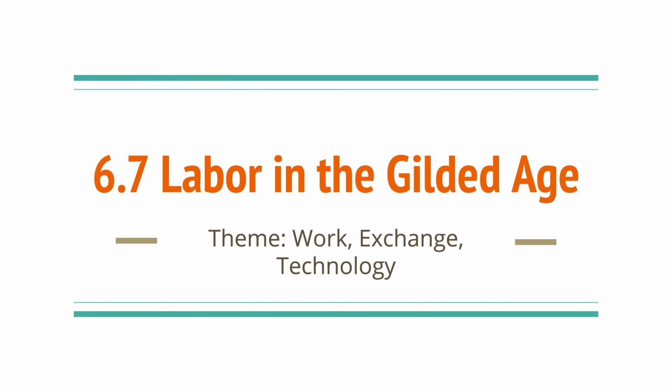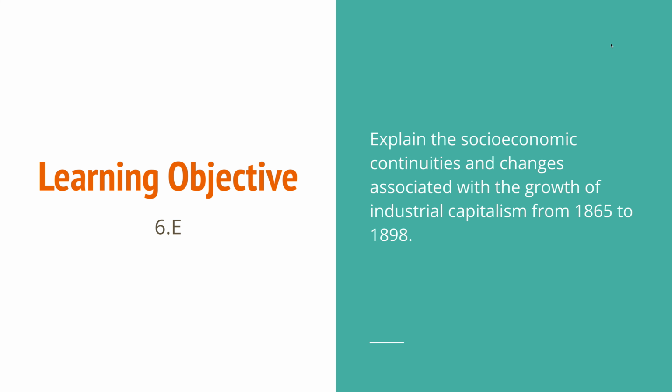Last week we talked about the industrial leaders during the Gilded Age, and today we're going to be talking about those who were in the actual factories, those who were working for these industrial leaders. We have one learning objective: explain the socioeconomic continuities and changes associated with the growth of industrial capitalism from 1865 to 1898. So we're looking at the labor side today.